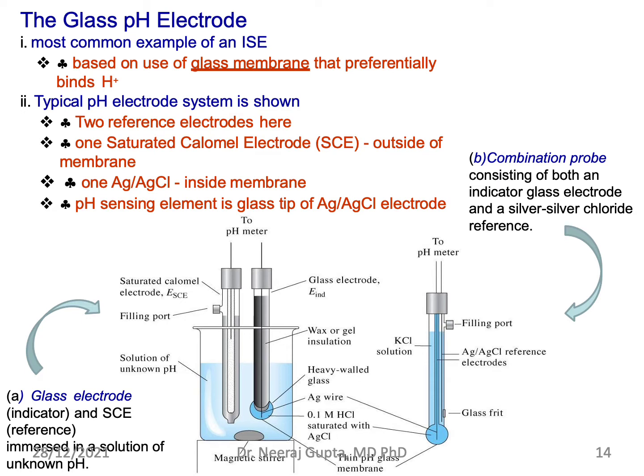In the picture on the left, there is a glass indicator electrode and a saturated calomel reference electrode immersed in a solution of unknown pH. The picture on the right shows a combination probe consisting of both an indicator glass electrode and a silver reference electrode.